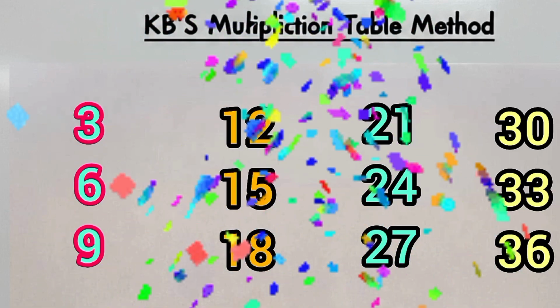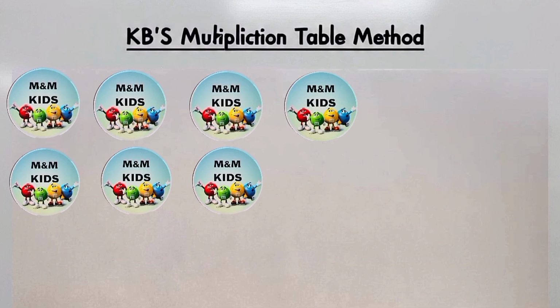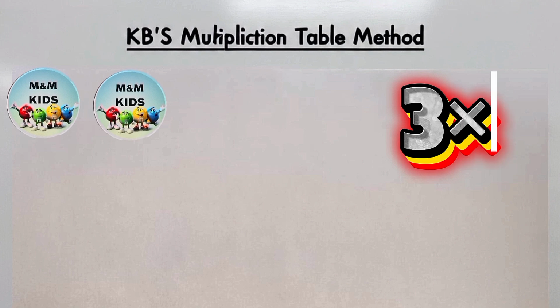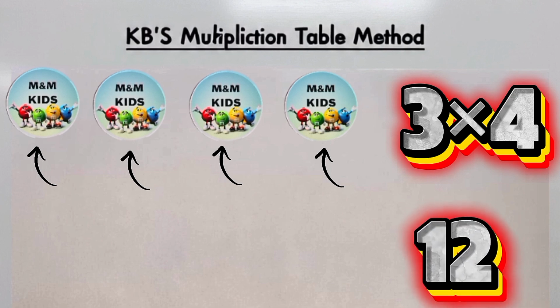Awesome! It is time to put our new multiplication skills into action. Here are 12 counters. If I ask what is 3 multiplied by 4, you will set aside 4 counters. As you do that, recite the KB multiplication table of 3. Alright, so let's do that together. 3, 6, 9, 12. What did you find at the end, kids? 12. Exactly. 3 times 4 equals 12.